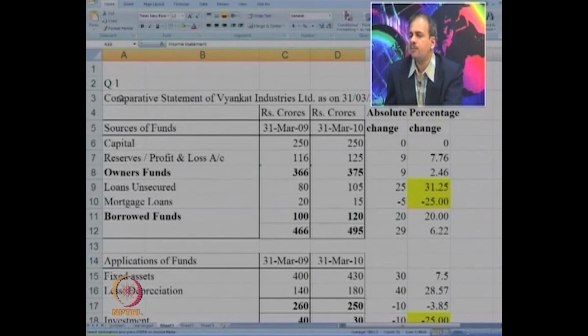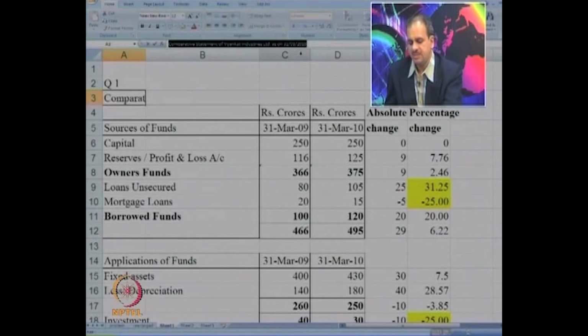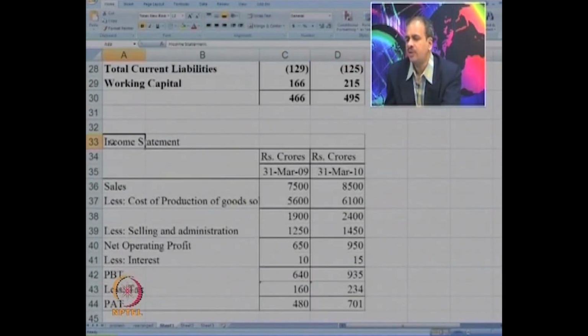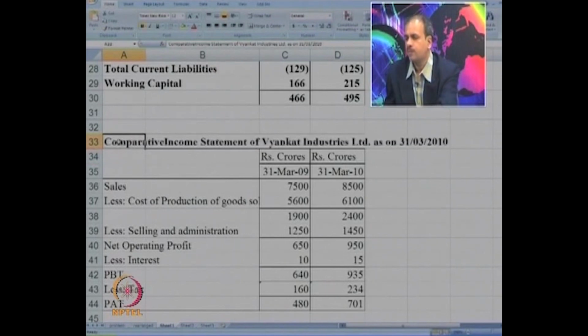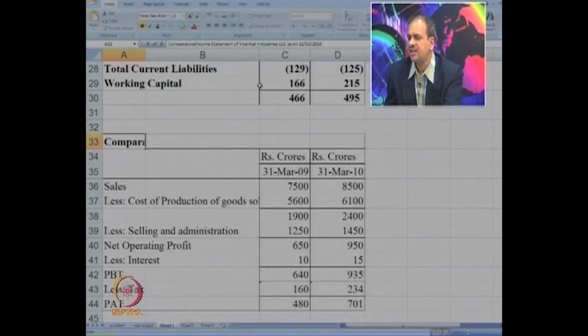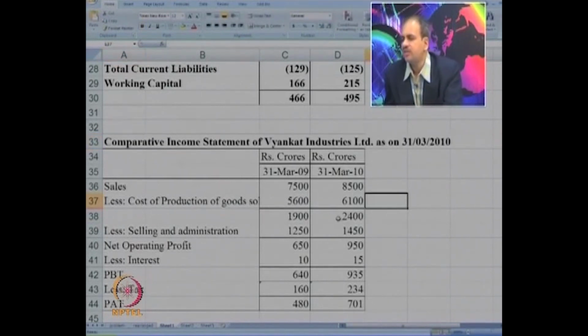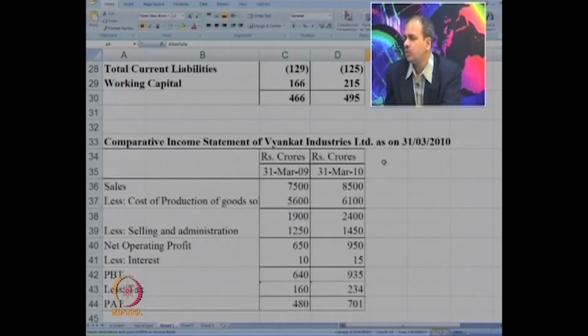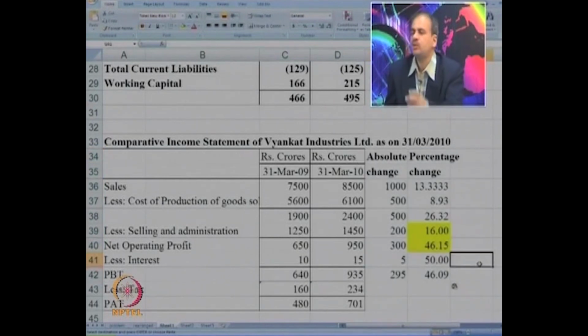So, here you had a comparative balance sheet. Now, using the similar data and the similar technique, we will try to make a comparative income statement. In the income statement, as the name suggests, we have taken the income statement information, and similar to the balance sheet, we will find absolute and percentage changes. Now, you know the technique, so it should be much easier for you.